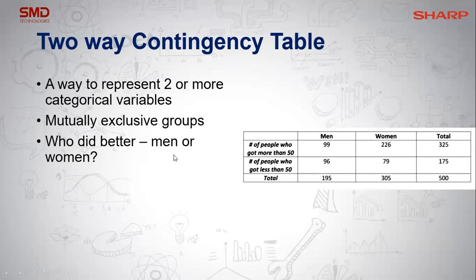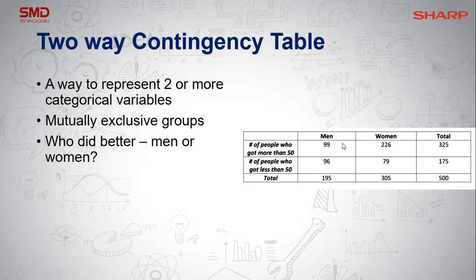Then the other thing that you need to work on is a two-way contingency table. So a two-way contingency table basically is a way to represent 2 or more categorical variables. So it's not numerical, it's categories like men, women, blue, red, green, Honda, Toyota, Chevrolet. And then they must be mutually exclusive. So you cannot have a Honda that is a Toyota, or you cannot have a man that is a woman, although some people would beg to disagree. But you cannot have a person who got more than 50% and less than 50%. Okay, so those are the categories of two-way contingency tables.